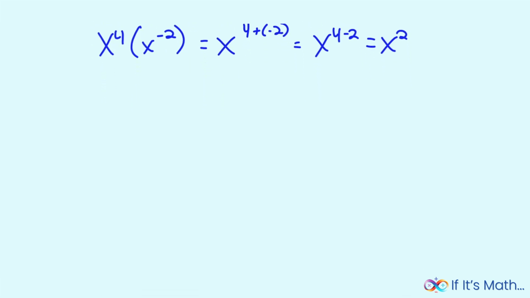So one of the really important things about this rule is that it only applies if the base is the same. So if you have x to the third, y to the second, you can't simplify it beyond that because the bases are not the same.